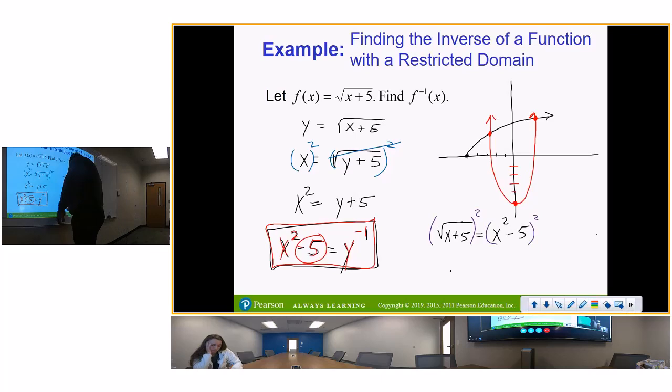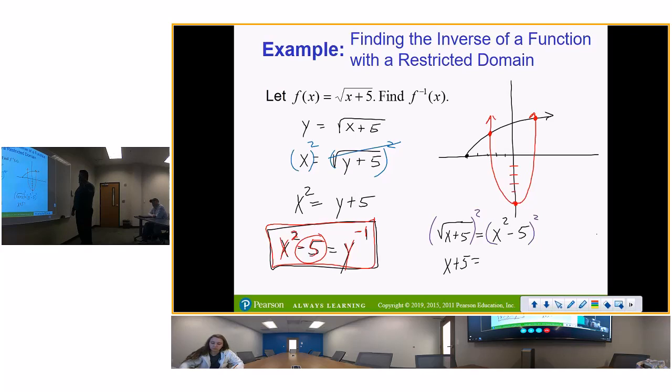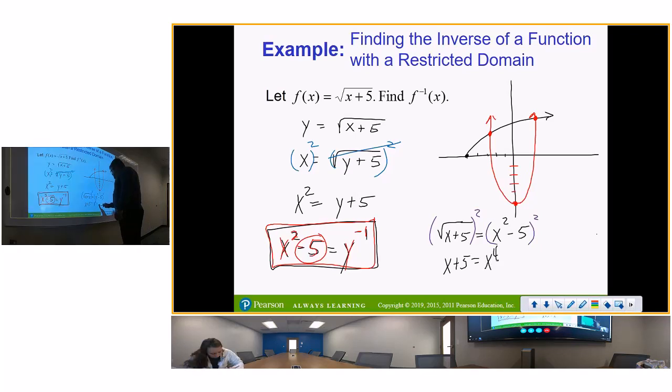X plus 5 is equal to shortcut number what? Shortcut number 2, Hubert. That's right. So that's going to be x to the 4th minus 10x squared, x to the 4th minus 10x squared plus what? 25.